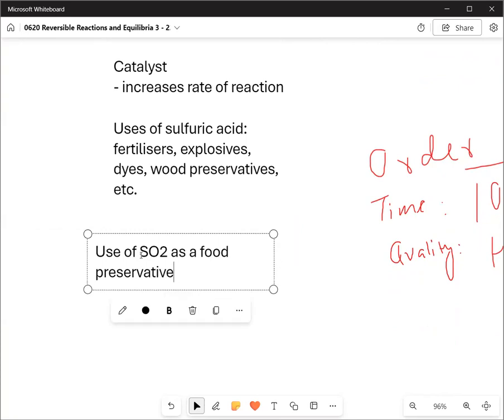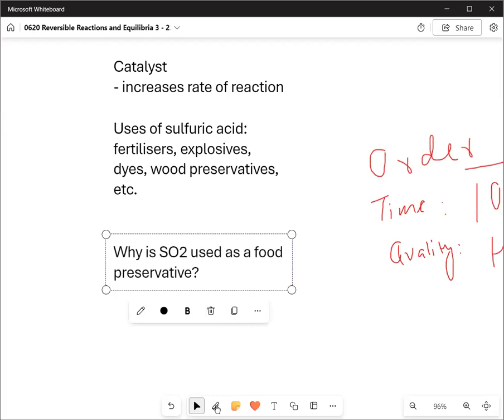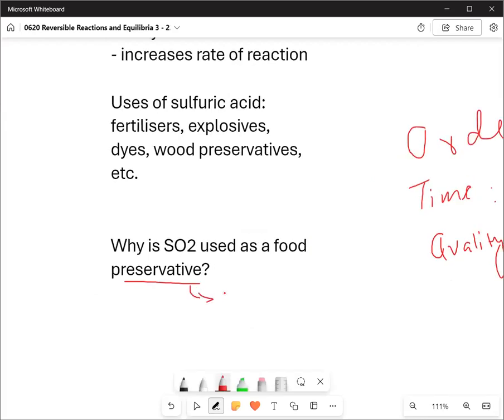Now, what is the answer for this? The question could be, why is SO2 used as a food preservative? Do you even understand what the word preservative means? No, so we can't go forward, right? Let's see what preservative means first. Preservative is something which we put in the food to maintain its shelf life.